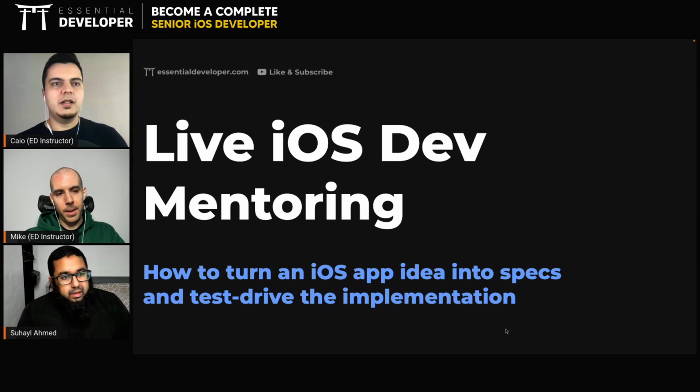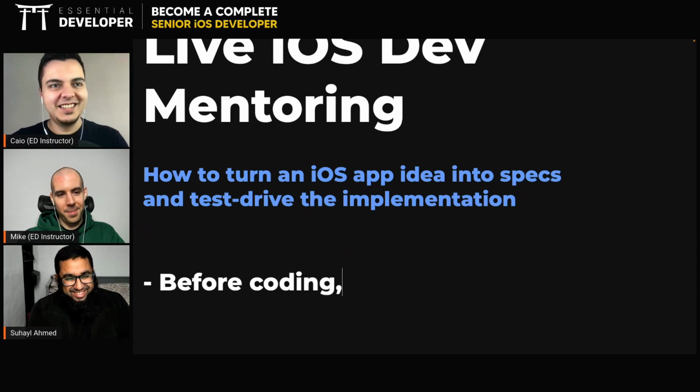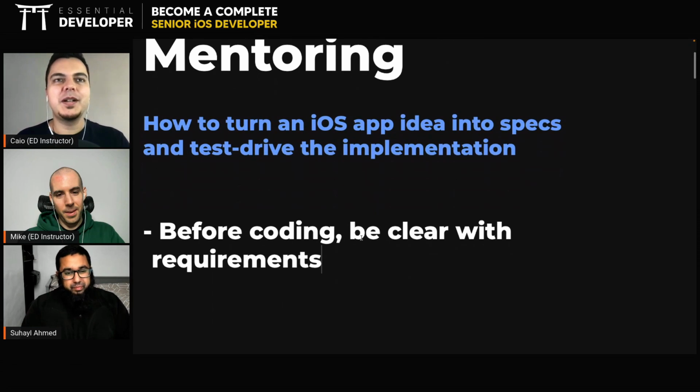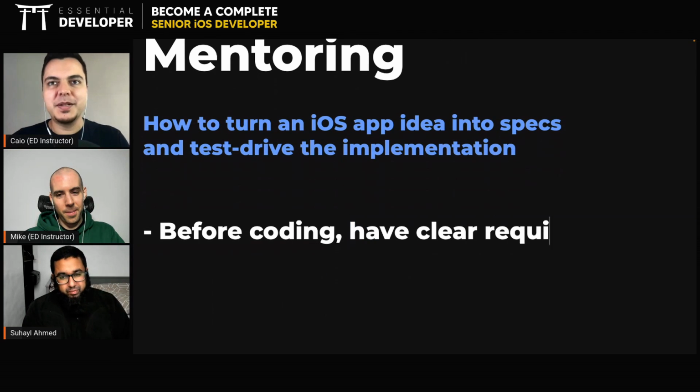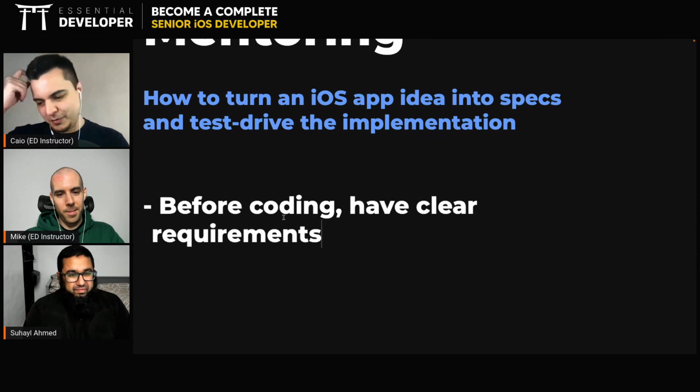Okay. So it's very important before coding to be clear with requirements. Have clear requirements. Otherwise, we start coding and we get lost. We don't know where we're done, when we are done, what we should do. You can code for days and days and days and get nowhere, right? You just keep building stuff and you never end. So before coding, have clear requirements.